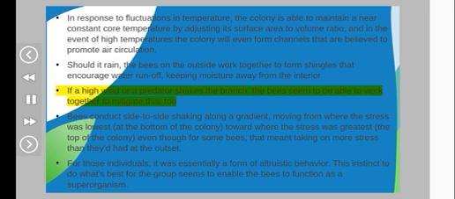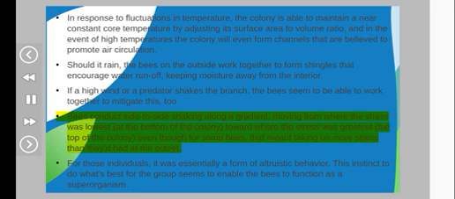If a high wind or a predator shakes the branch, the bees seem to be able to work together to mitigate this, too. Bees conduct side-to-side shaking along a gradient, moving from where the stress was lowest, at the bottom of the colony, toward where the stress was greatest, the top of the colony, even though for some bees, that meant taking on more stress than they'd had at the outset.